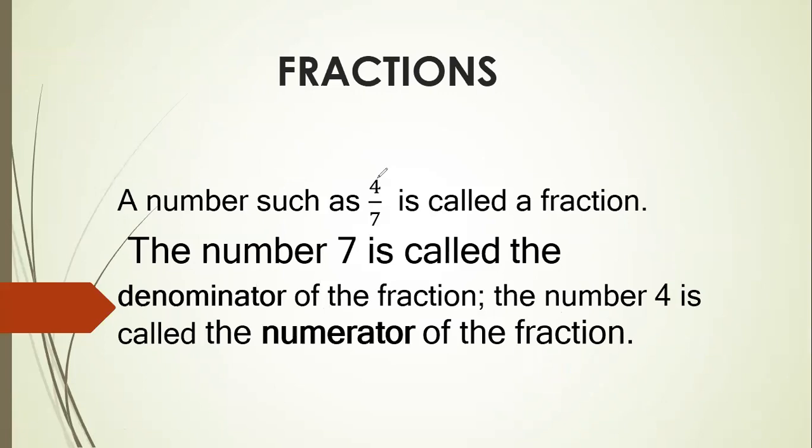Because if you look at a number which is 4 out of 7, this number here is what we call a fraction. You can see the position of the 4 and the position of the 7. The 7 is called the denominator, and 4 is what we call the numerator. So 7 again is the denominator and 4 is the numerator. Always remember what the denominator and the numerator are.